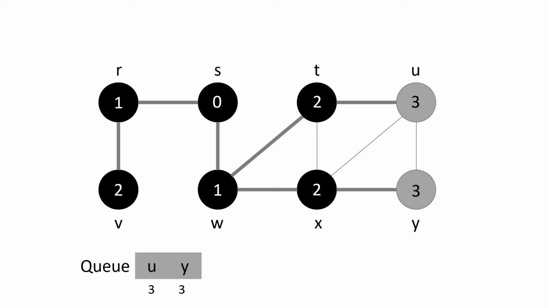And the node U does not have any nodes that are adjacent to it and that are white, so we remove the node U from the queue and update its color to black. Finally, we have the node Y. The node Y does not have any adjacent nodes that are white, so we remove the node Y from the queue and we update its color to black. At this point, the algorithm stops because the queue is empty.